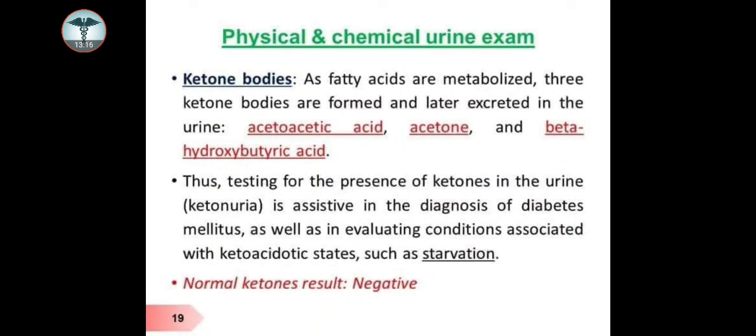Ketone bodies. As fatty acids are metabolized, 3 ketone bodies are formed and excreted in the urine: acetoacetic acid, acetone, and beta hydroxybutyric acid. Thus, testing for the presence of ketones in the urine, ketonuria, is assistive in the diagnosis of diabetes mellitus, as well as evaluating conditions associated with ketoacidosis states such as starvation. Normal ketone results are negative, meaning that normally there is no ketone body in the urine.